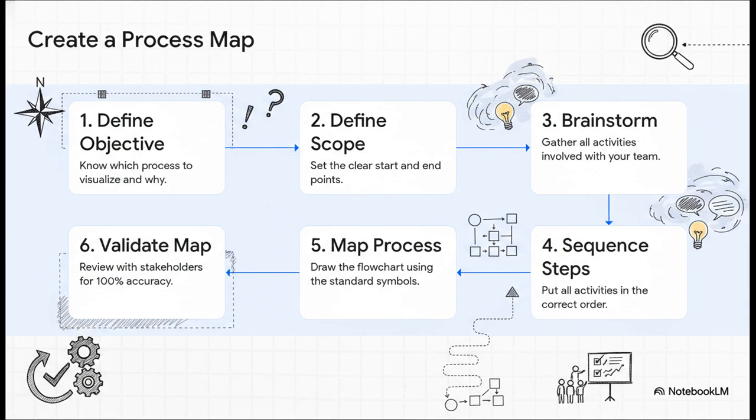Okay, here we go. Step 1. Define your objective and scope. You've got to know where the map starts and where it ends. That's critical. 2. Brainstorm all the activities with your team. Get everyone involved. 3. Sequence those steps in a logical order. 4. Draw the actual map using those symbols we just talked about. And finally, and please don't skip this one, it's key, validate the map. That means you review it with everyone who's involved to make sure it's 100% accurate.